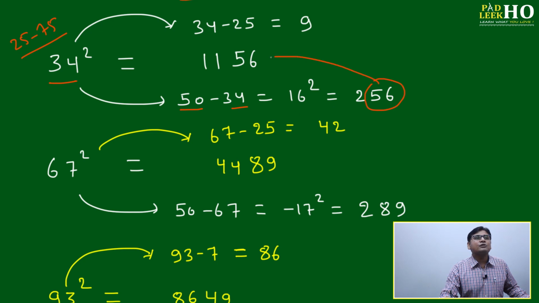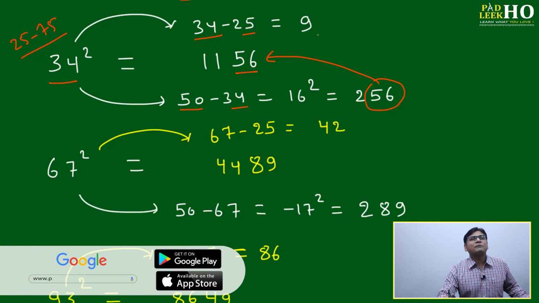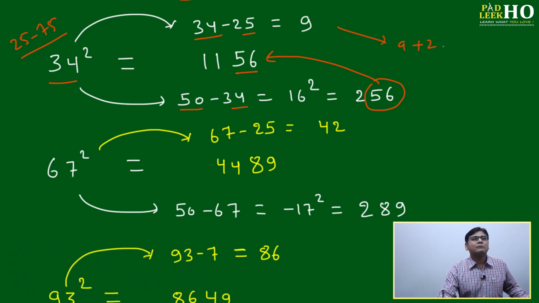The last 2 digits you put here: 56. Now to get the first 2 digits, 34 minus 25 is 9. If there is a carry forward, you just add 9 plus 2, which becomes 11. This 11 will come here.